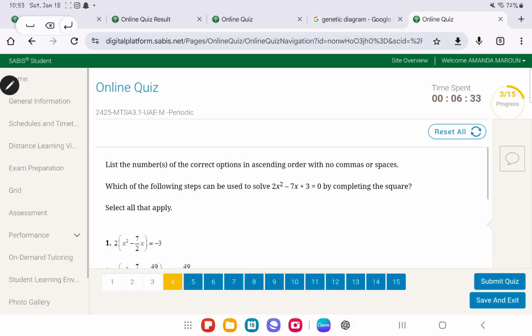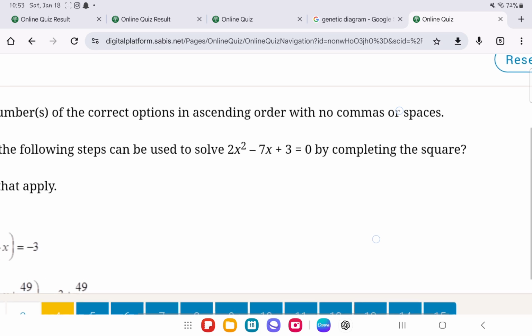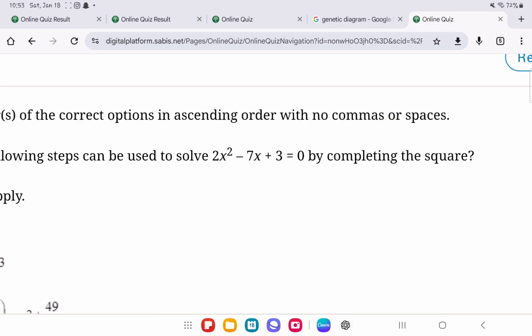Now, list the numbers of the correct options in ascending order with no commas or spaces. Which of the following steps can be used to solve this by completing the square? Completing the square, in other terms, is the long equation that we did before. Okay, so let us solve this one again.